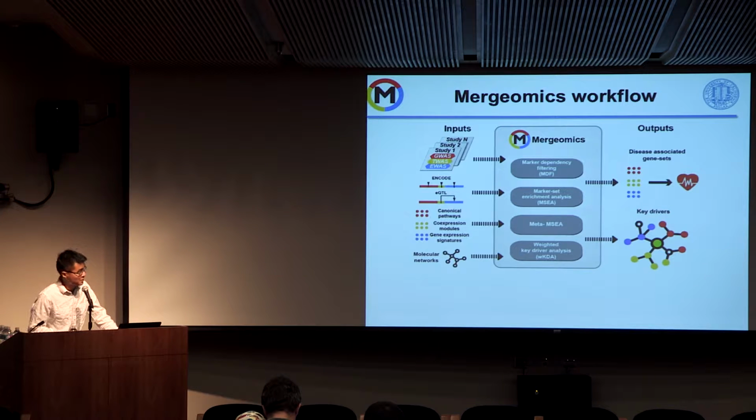What Mergeomics does is it takes a series of different biological data as input, starting from some of the most commonly used association data sets, including GWAS, TWAS, and EWAS, as well as ENCODE, eQTL data, a series of gene sets data, as well as molecular networks. And the output of Mergeomics is basically two things. One is the gene sets that are associated with a certain disease of interest, and second is the key drivers, or so-called key regulators, of the gene sets.